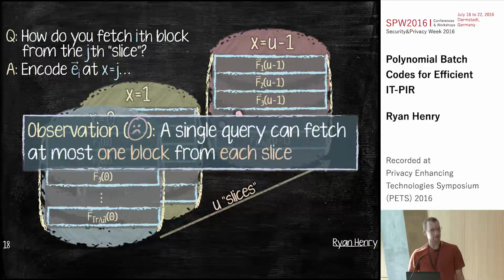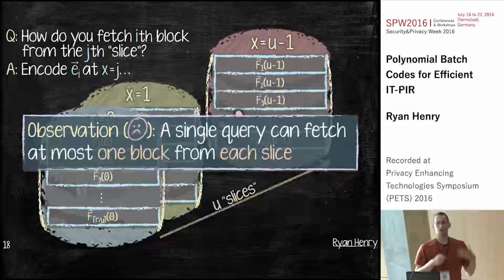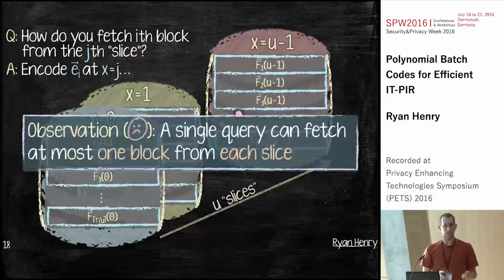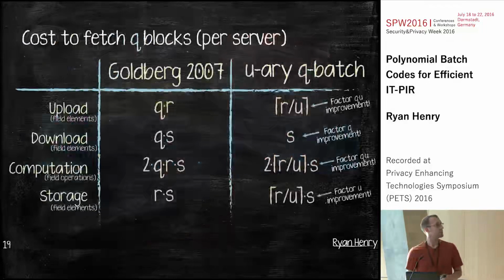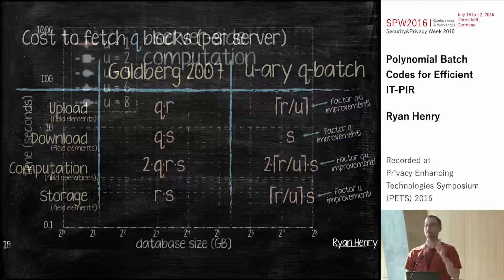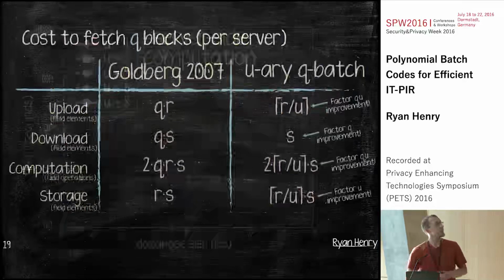And the annoying observation that comes from this is we can't actually use one of these multi-block, these Q-batch queries, to fetch more than one block that comes from the same slice, because we find ourselves in the impossible situation of taking 2 different basis vectors and encoding them at the same x coordinate in our polynomials. So this occurred to us, and I went, oh, darn, that's unfortunate. But then I realized there's a very simple fix for this.